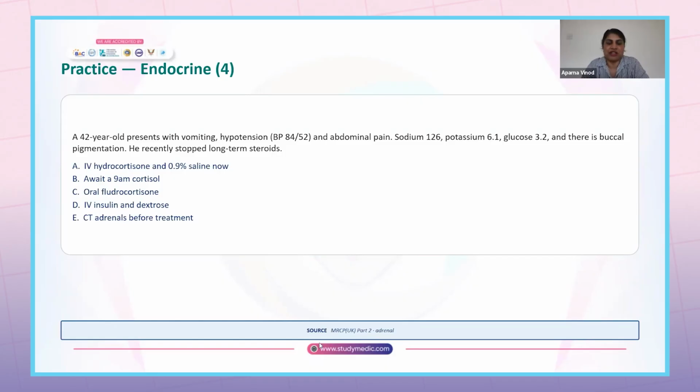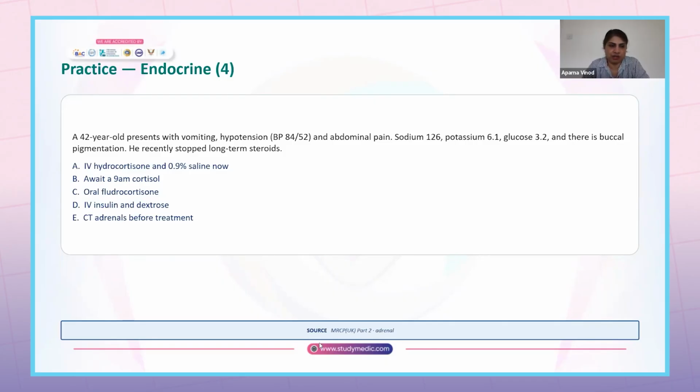The patient is presenting with a very clear diagnosis. You can see hypotension, hypoglycemia, low sodium, high potassium, and there is pigmentation. Okay, and another biggest clue is he recently stopped his long-term steroids. So when a patient is taking long-term steroids, we have to expect suppression of the hormonal axis.